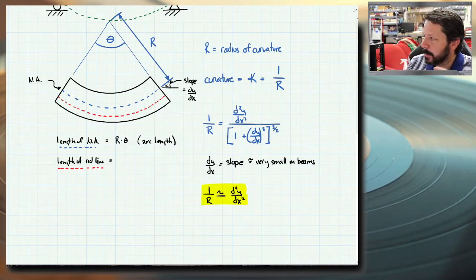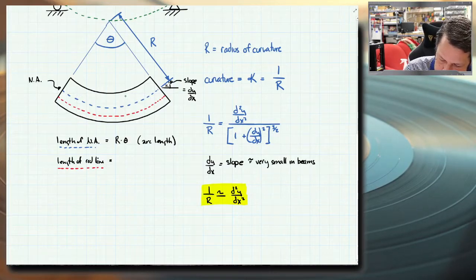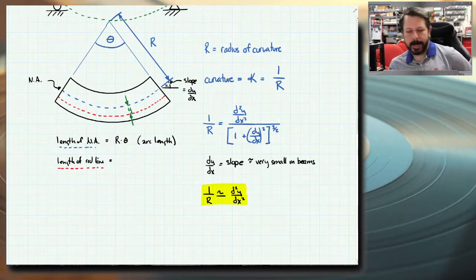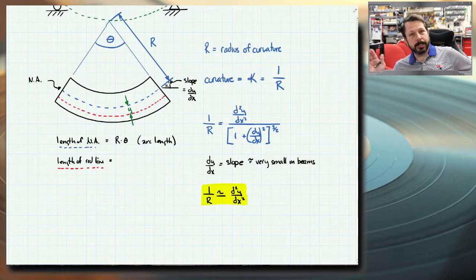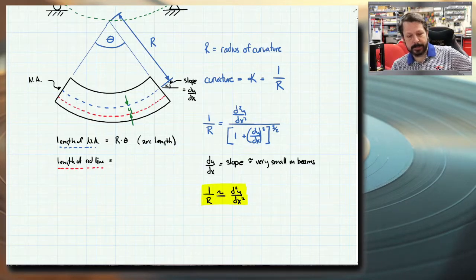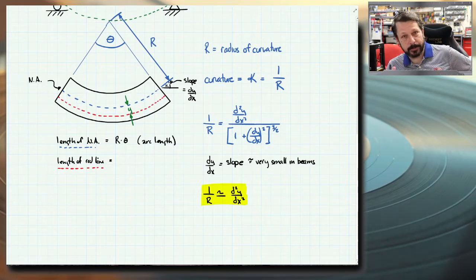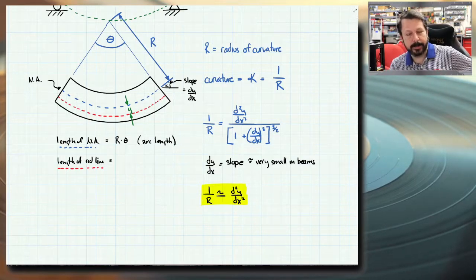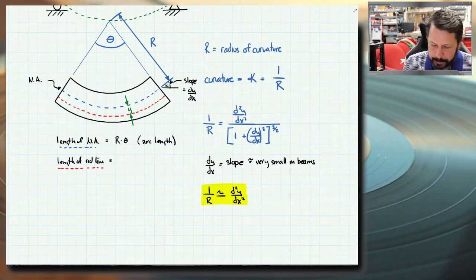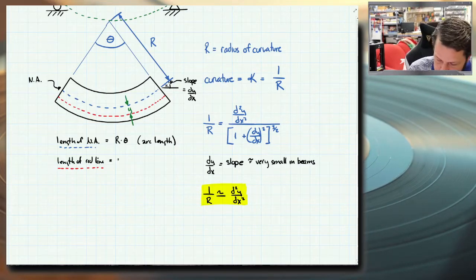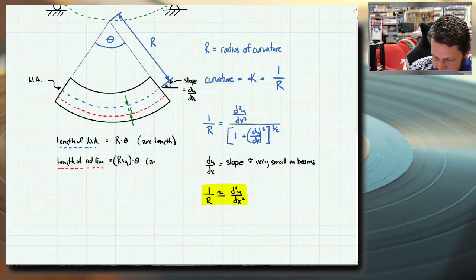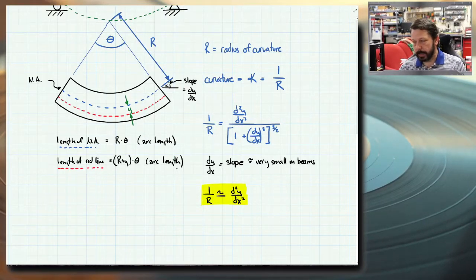This one is, we need a new variable. Let's put in this y. So remember when we do sigma equals My over I, y is the distance from the neutral axis to the point of interest. That's the same idea here. So it's measured from the neutral axis to some other point, and I've just got it as a random point right now. So the length of this line would be r plus y times theta. Also an arc length. I said line, but it's really an arc length. So that's the arc length of the dotted red line.